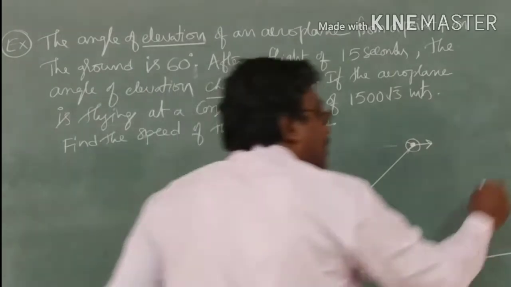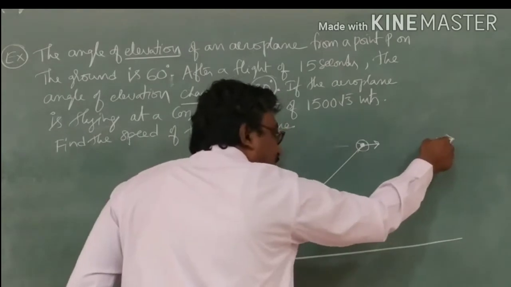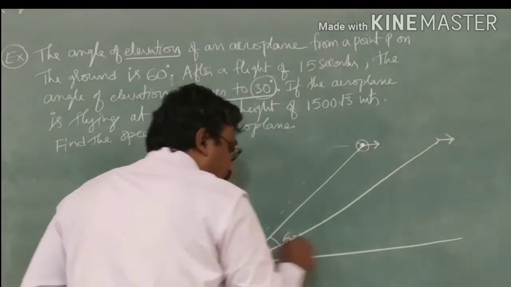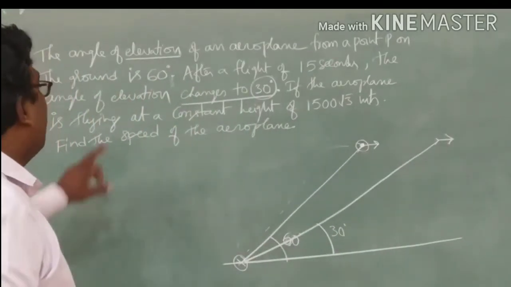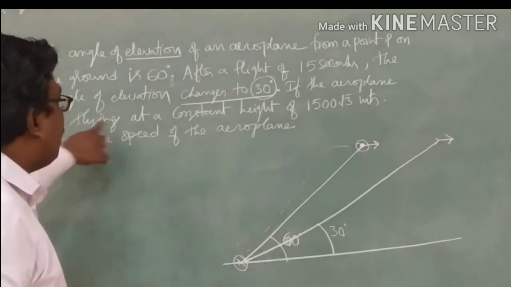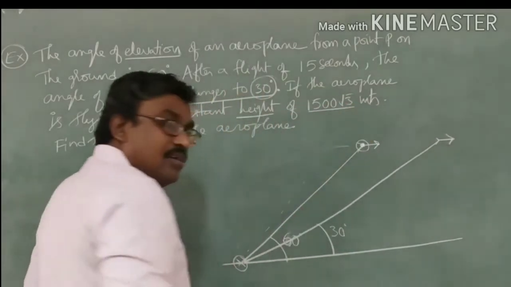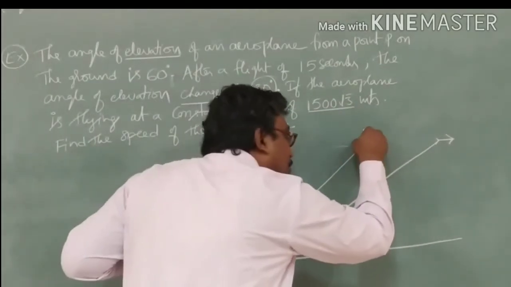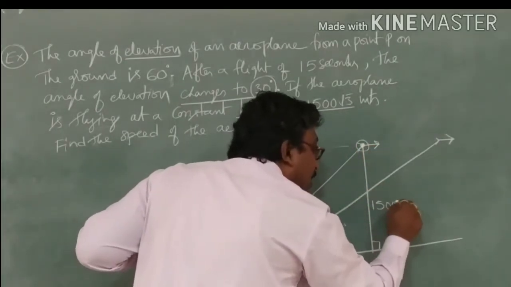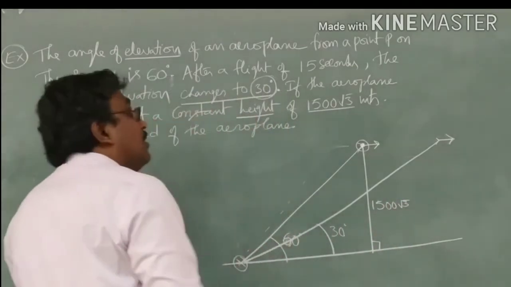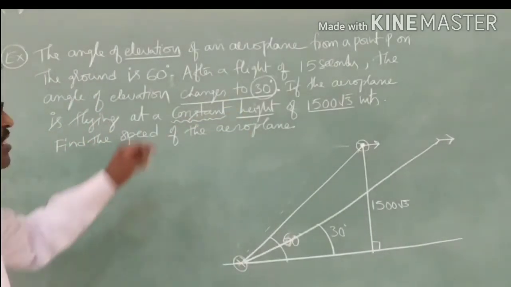Now, 15 seconds. After 15 seconds, the flight is here now. Now, the angle of elevation changes to 30 degrees. And if the aeroplane is flying at a constant height of 1500 root 3 meters, that means from ground to aeroplane is how many meters away? 1500 root 3 meters. That too, here he used a word. What is that? Constant height.